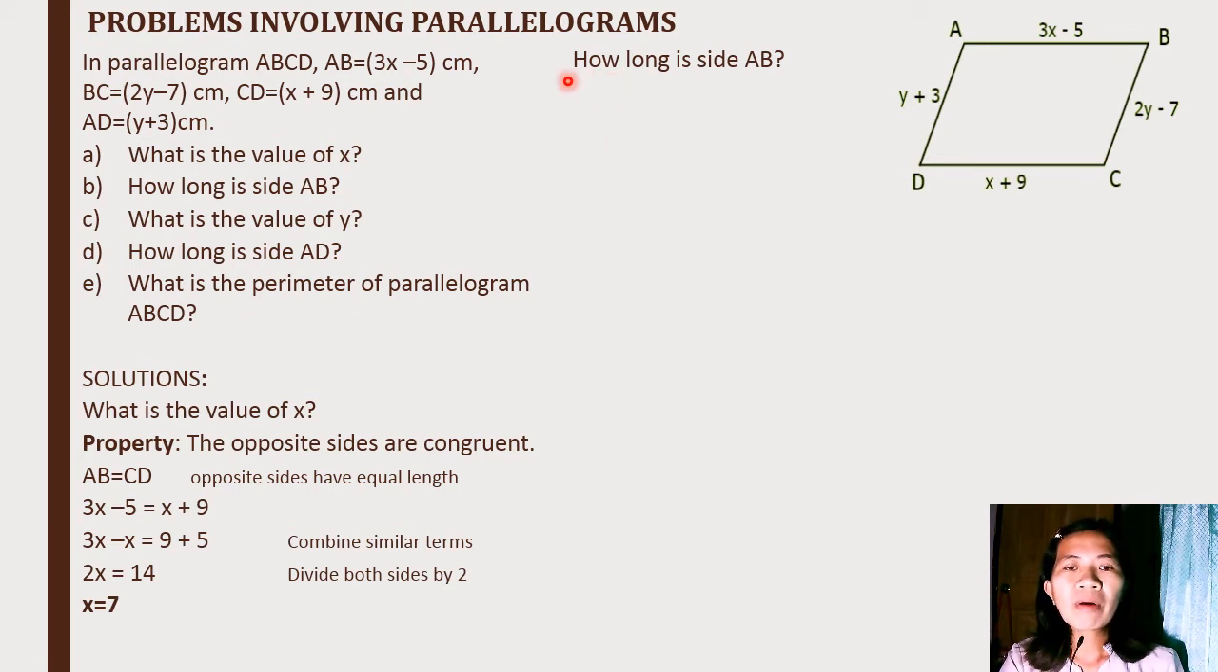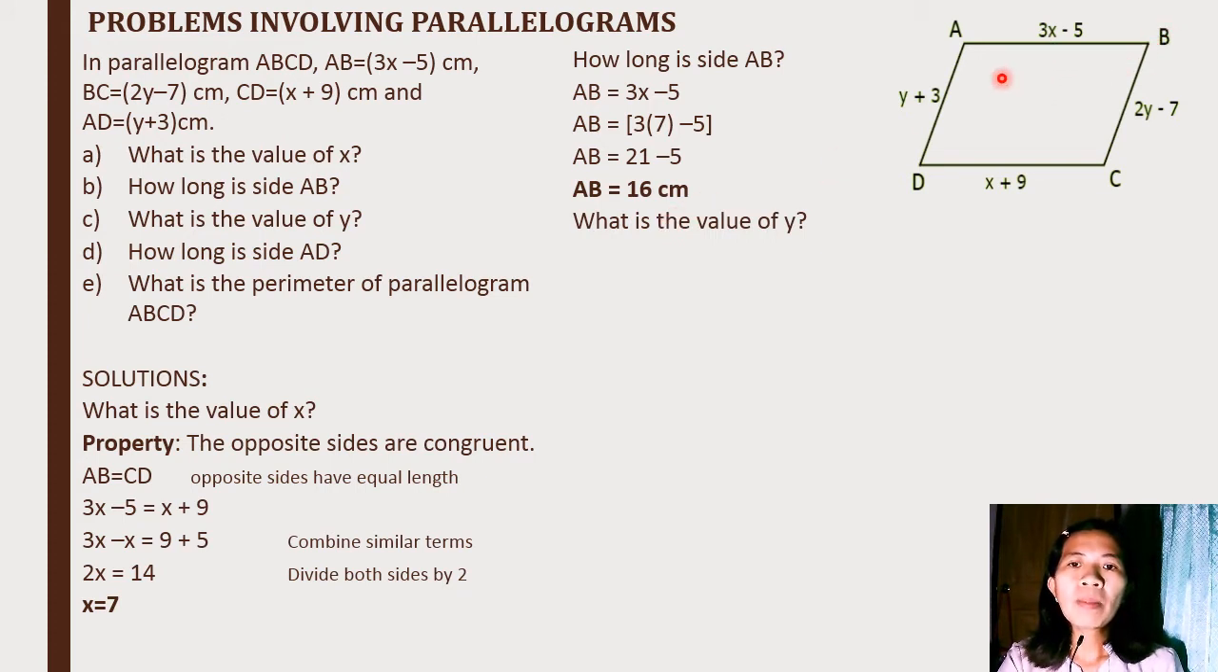Now, let's find how long is side AB. So we're going to find now the value of segment AB. Since we know already the value of x, which is x equals 7, we are going to substitute it to the given. So we have 3 times 7 minus 5. Simplify, we have 3 times 7 is 21 minus 5. So segment AB is equal to 16 centimeters.